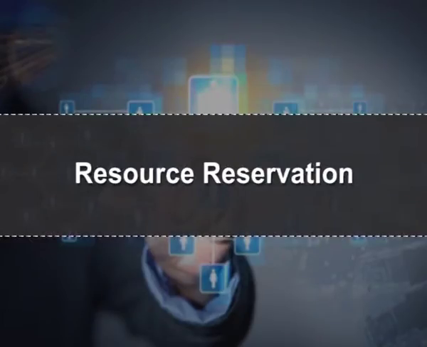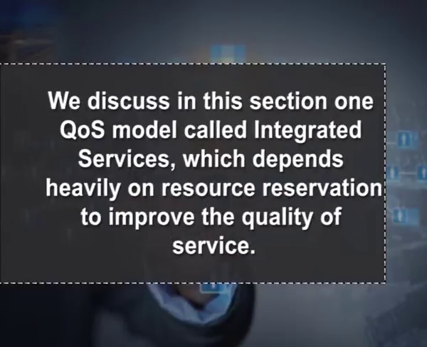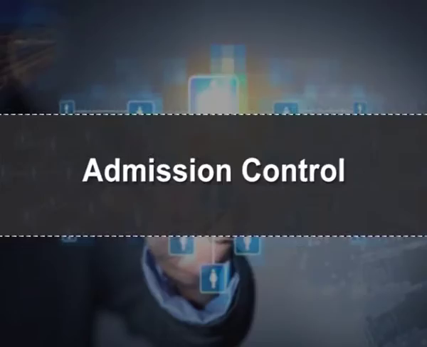An open loop congestion control based algorithm is resource reservation. A flow of data needs resources such as buffer, bandwidth, CPU time, and so on. The quality of service is improved if these resources are reserved beforehand. We discuss in this section one QoS model called integrated services, which depends heavily on resource reservation to improve the quality of service. The next algorithm is admission control.